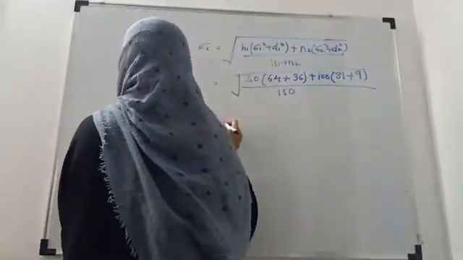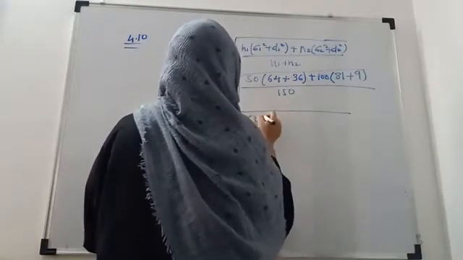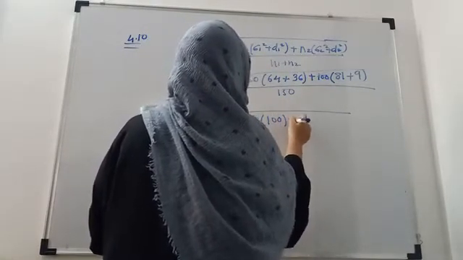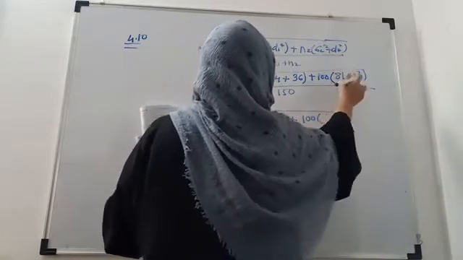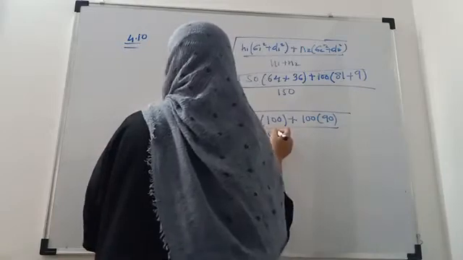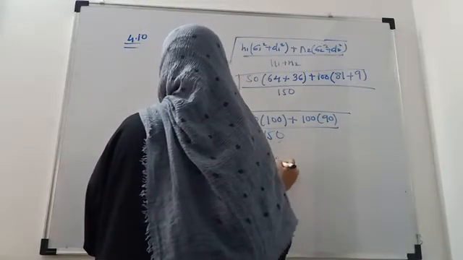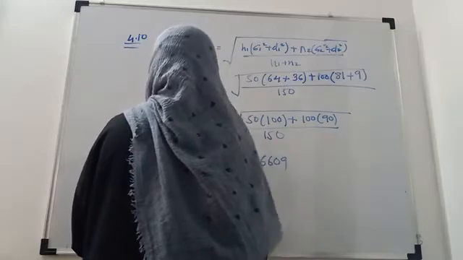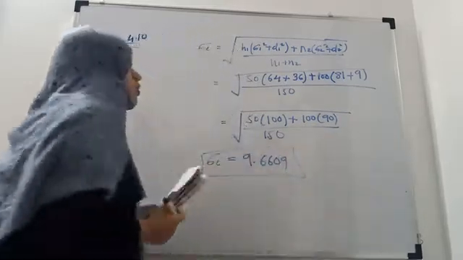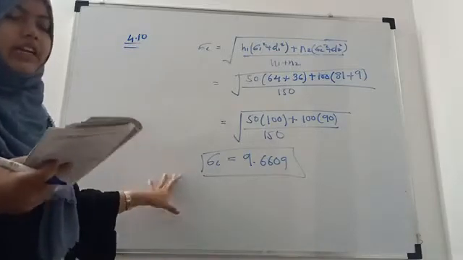Therefore, after calculating this, you will get 50 into 100 plus 100 into 90 divided by 150. So the final answer is 9.6609. You can cross check it with a calculator. Okay. So this is the combined standard deviation.